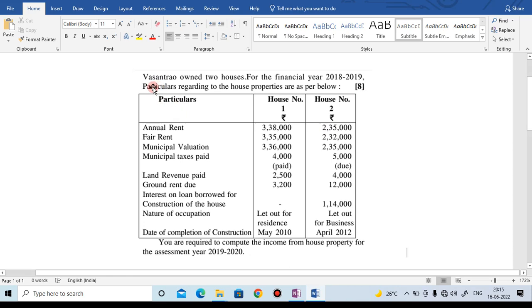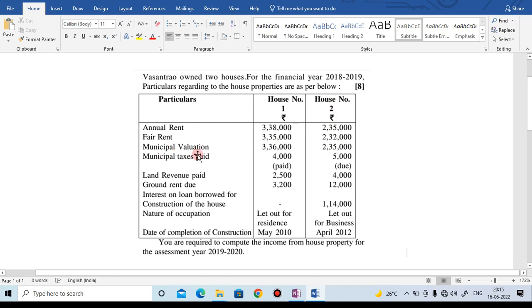So the question is, Vasant Rao owned 2 houses for the financial year 2018-2019. The particulars regarding the house property are as below. So these are the particulars and 2 houses are given. For house number 1, annual rent is given as 3,38,000. For house number 2, 2,35,000. Fair rent is 3,35,000 for house number 1 and 2,32,000 for house number 2.